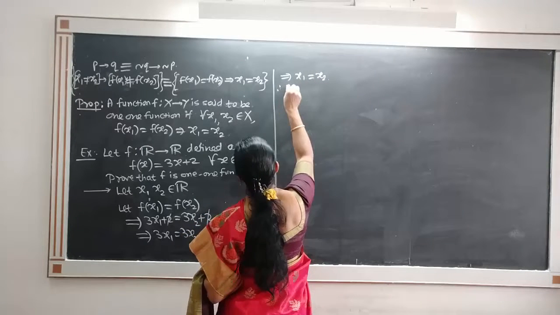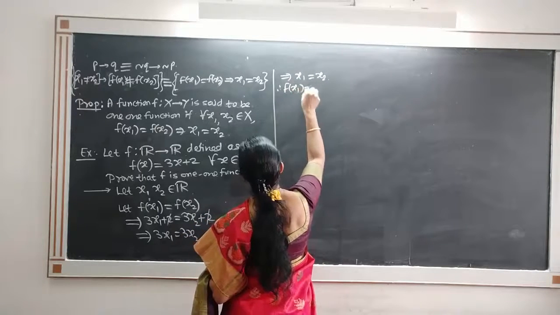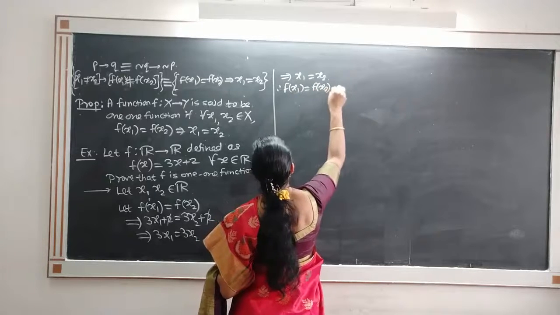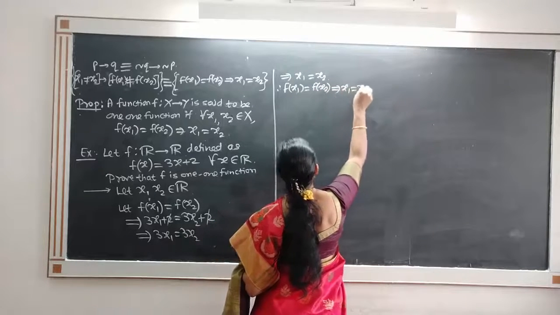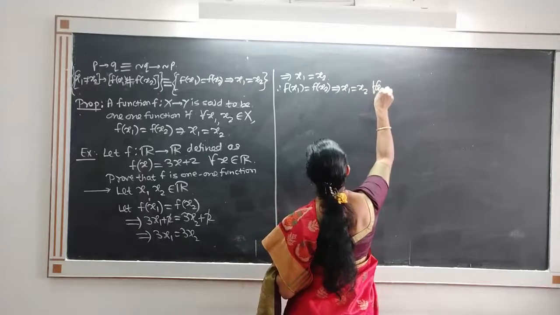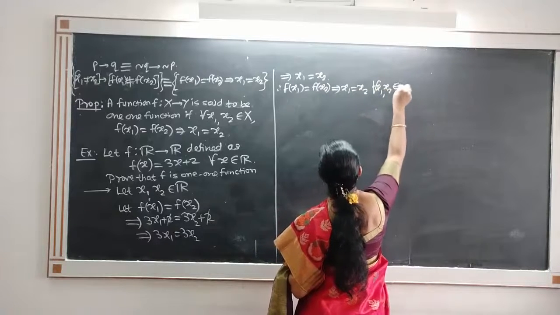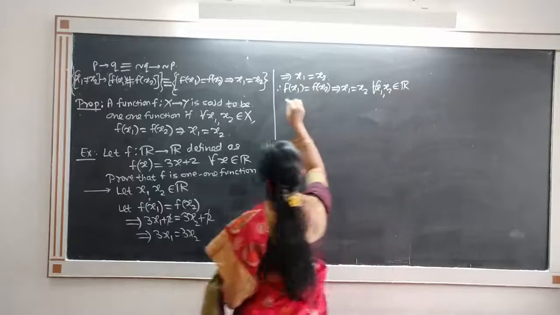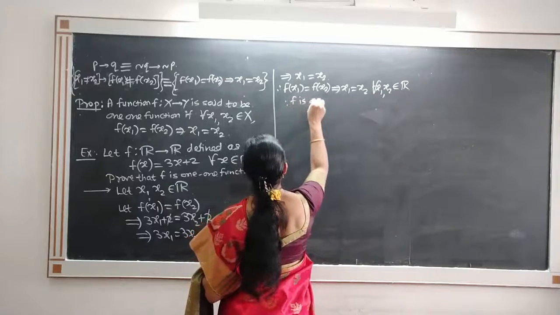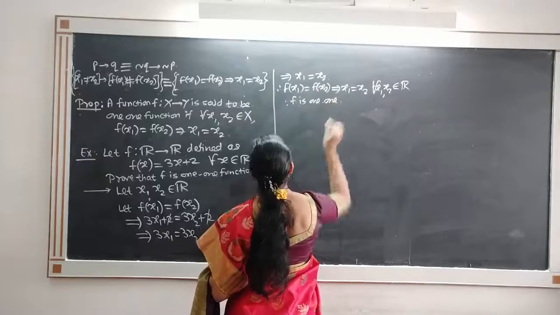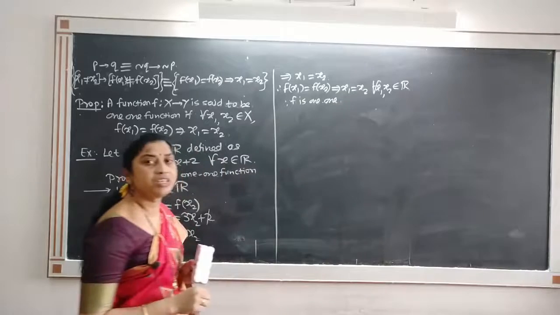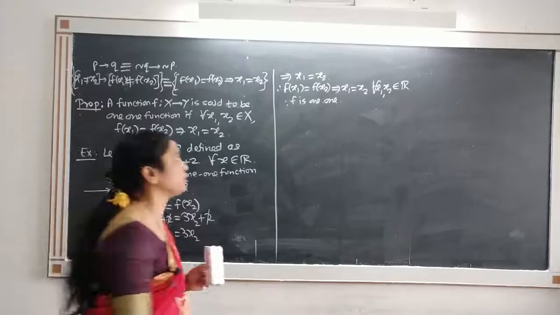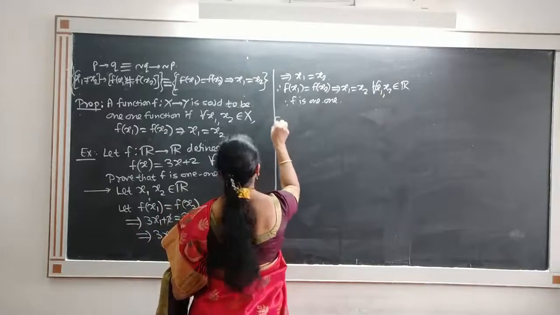Therefore, starting with f of x1 is equal to f of x2, this implies that x1 is equal to x2 for all x1 and x2 in domain R. Therefore, the function is one-one. So see, we have used the proposition to prove that the function is one-one instead of using the definition. Or consider another example.